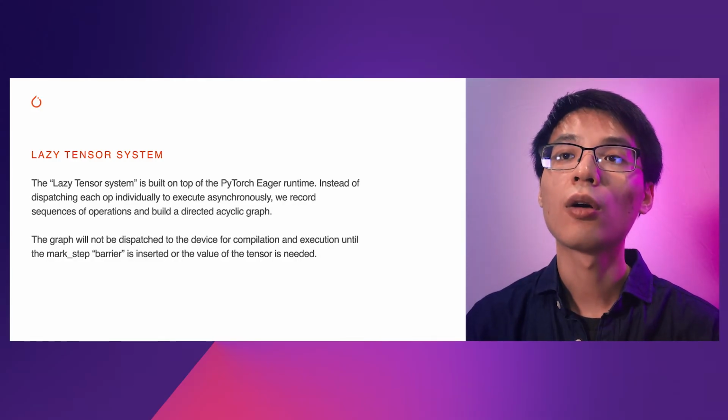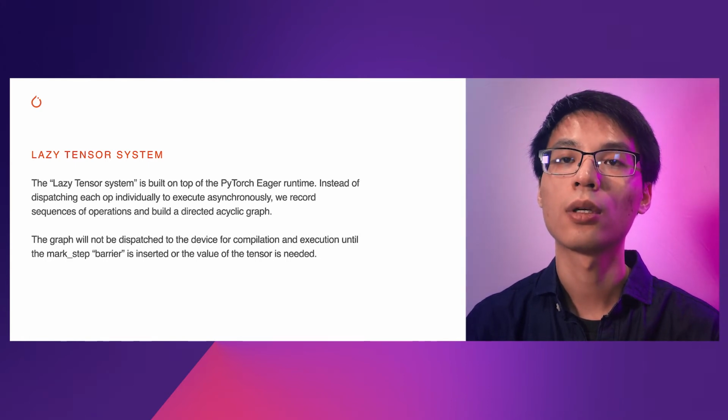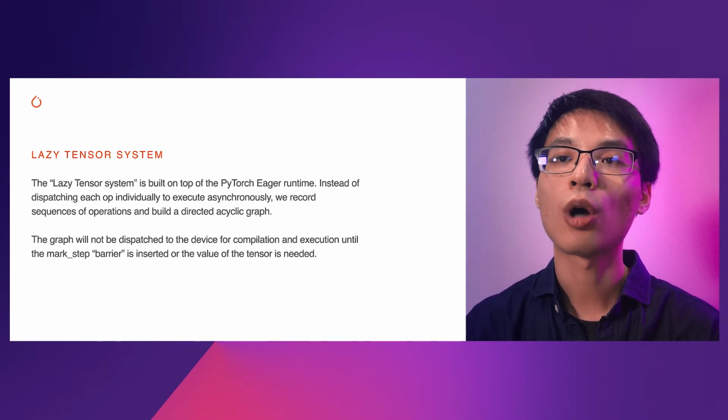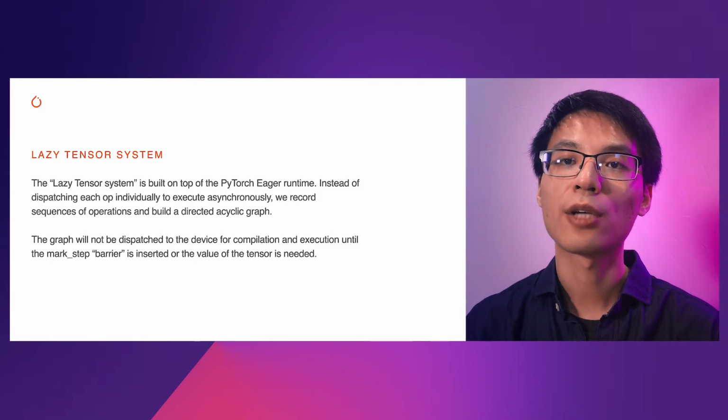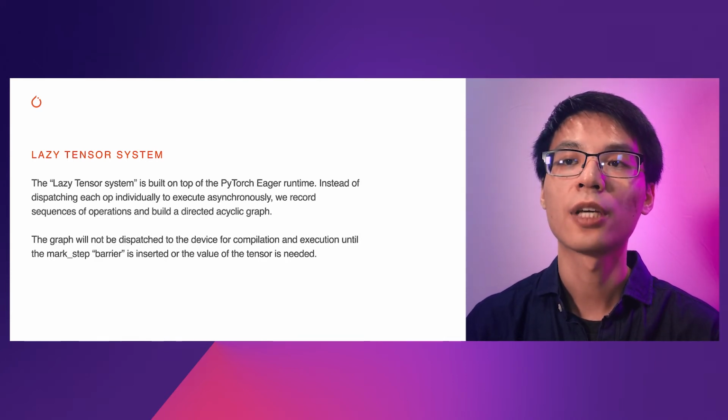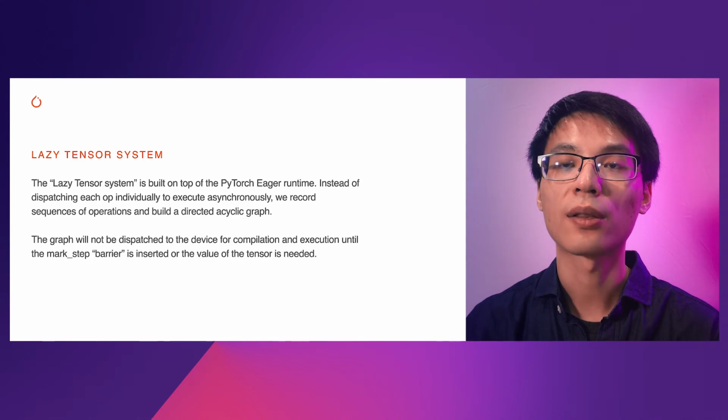Before we dive into details of the PyTorch XLA core, I want to introduce you to the lazy tensor system, which is a fundamental piece of the PyTorch XLA architecture. The lazy tensor system is built on top of the PyTorch eager runtime. Instead of dispatching each op individually to execute asynchronously, we record a sequence of operations and build a directed acyclic graph. The graph will not be dispatched to the device for compilation and execution until the barrier is inserted or the value of the tensor is needed. The barrier here is the mark_step API call we need to add at the end of each training loop. So with this in mind, let's go through a small example and see what happened under the scene.